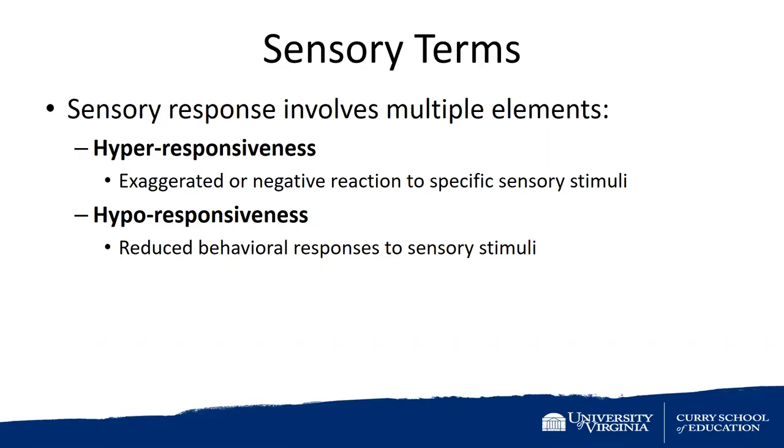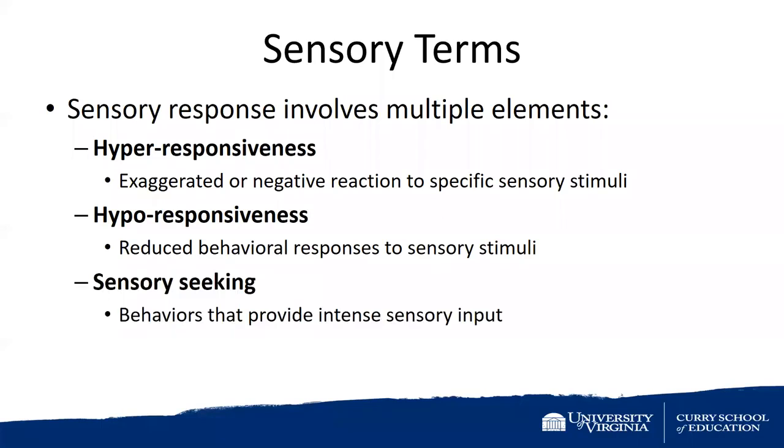You may have also heard of the term hypo-responsiveness before, and that's referring to essentially the opposite experience of hyper-responsiveness, when we have reduced behavioral responses to sensory information, events, or activities in our environment. Sometimes we see individuals being hypo-responsive to pain and extremes in temperature. It's not until the sensation from that pain is really high that they seem to pick up on that. That's what we mean by hypo-responsiveness.